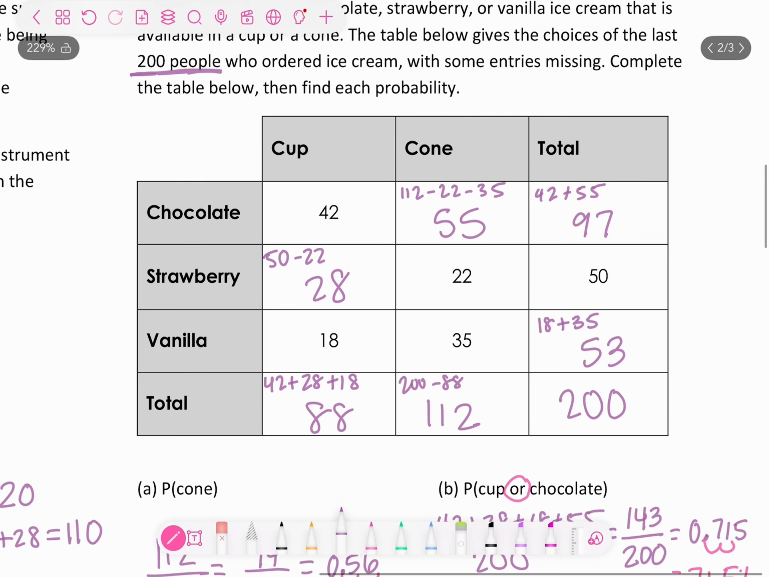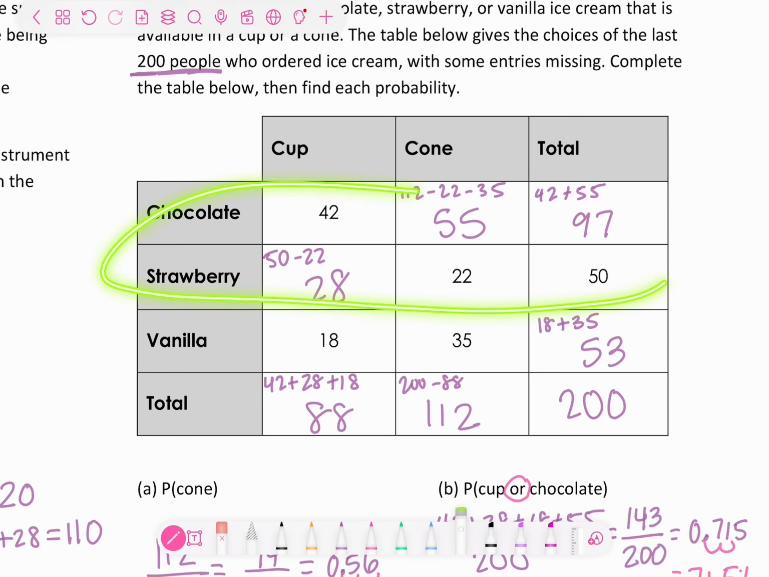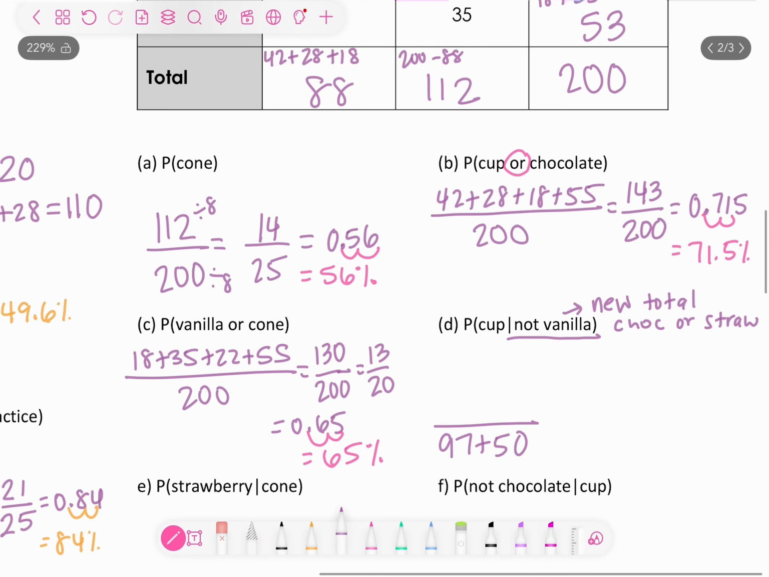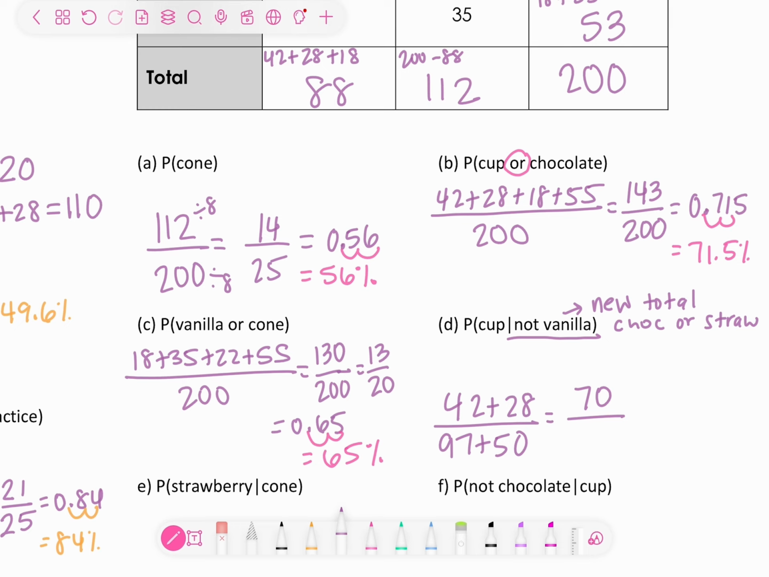So if I'm looking at just chocolate and strawberry, and I'm looking at the cups inside of there, it's just 42 plus 28. I can't include the vanilla, which is 18. I can only include the other two that are not vanilla. So we're going to add these up. 42 plus 28 is 70. And 97 plus 50 is 147.